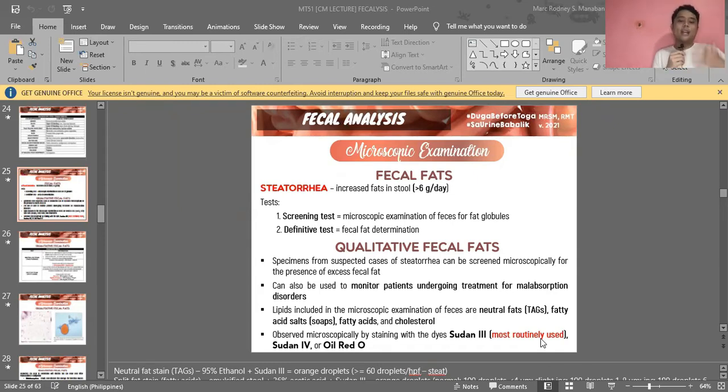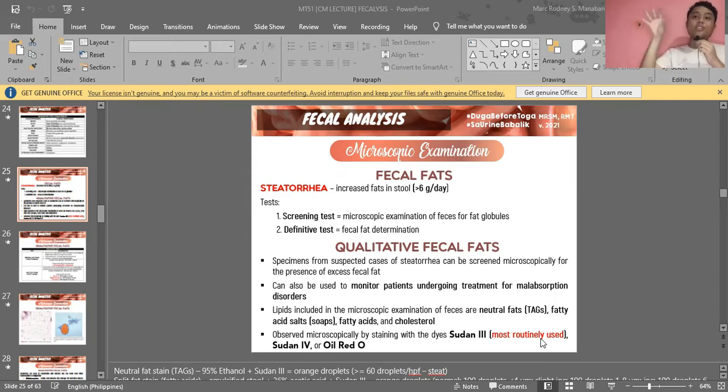So for our discussion today, we will focus more on the microscopic exam of the different constituents of stool that may indicate an infection, aside from parasitism, all right? Because again, we're done with parasitology, as in about 50% of the didactic time was allocated for parasitology. All right, so starting first with your fecal fats, no?